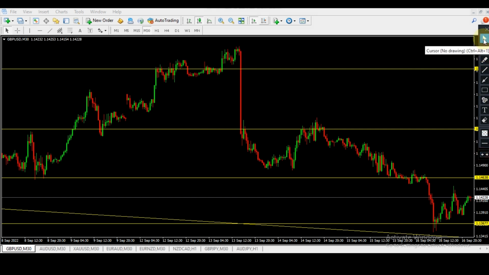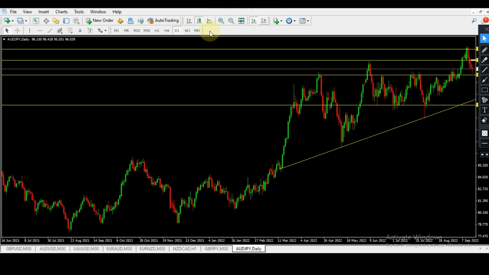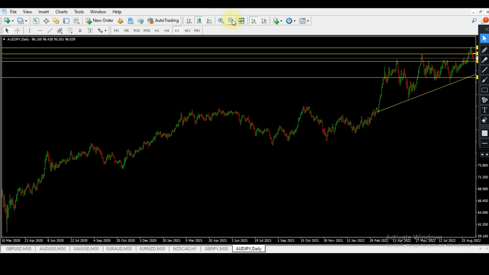Then let's move on to Aussie Yen. On this particular pair, going on the H1 time frame, we can see something spectacular. The market has been in an uptrend. From here you can see the market has been trending to the upside. Perfect. And then what do we see?